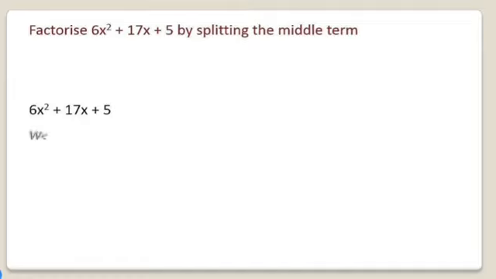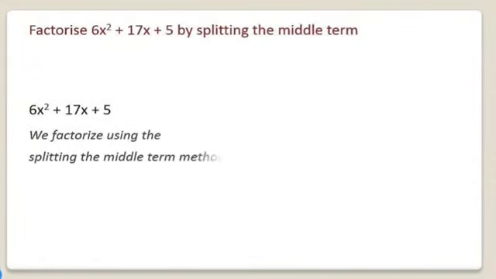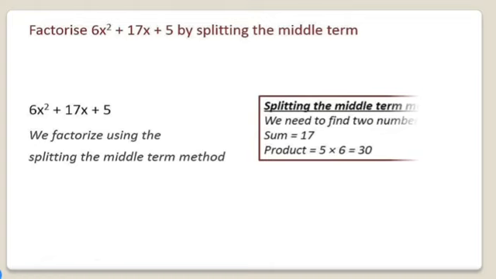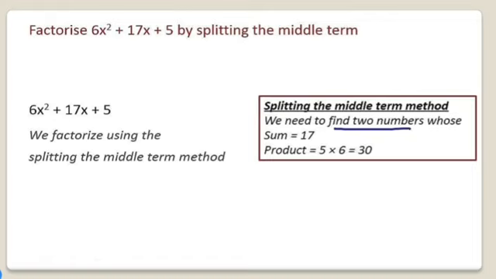Now we are going to factorize using splitting the middle term. How do we split the middle term? Just recall the method. We need to find two numbers whose sum is 17 and product is a into c. Here the value of a is 6 and the value of c is 5. So we get ac as 30. Now we consider two terms which give sum 17 and product 30. How should we find these terms?